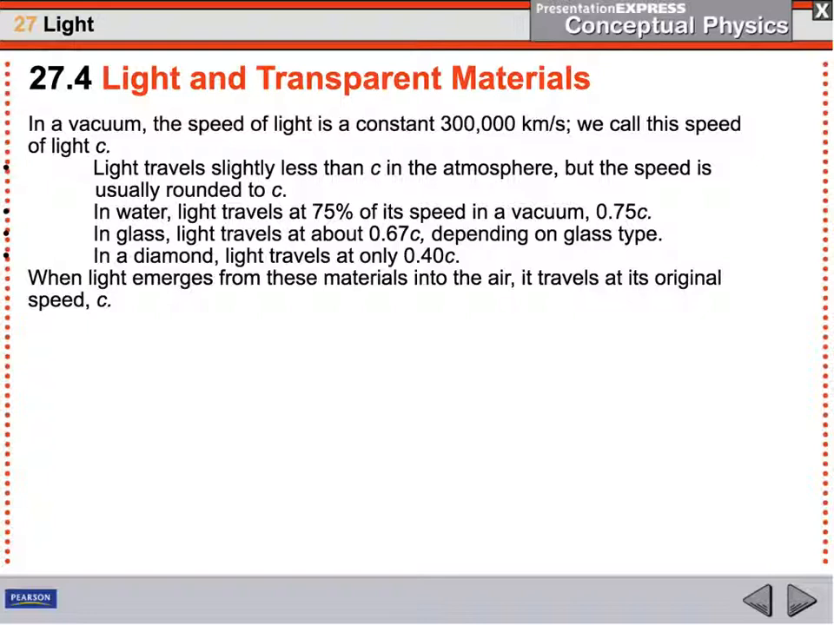In water, light travels at 75% the speed in a vacuum, or 0.75 c, so it slows down, which is different from sound. Remember, sound sped up whenever it got to water and solids. Light slows down. In glass, light travels about 0.67 the speed of light, depending on the glass type. In a diamond, light travels only 0.40 the speed of light. When light emerges from these materials into the air, it travels at its original speed, back to the speed of light.